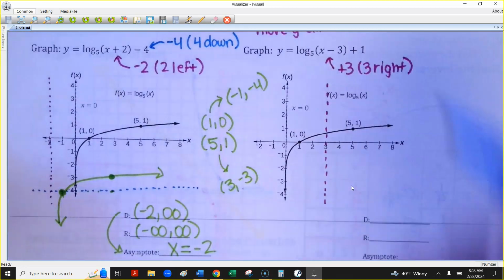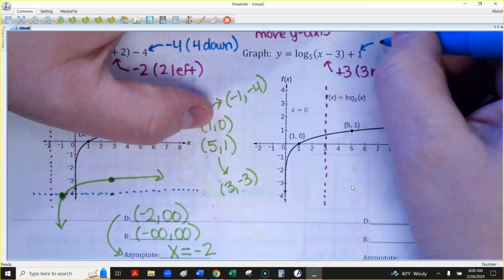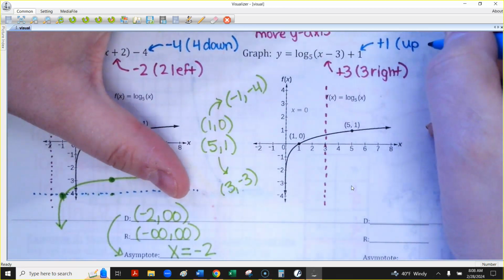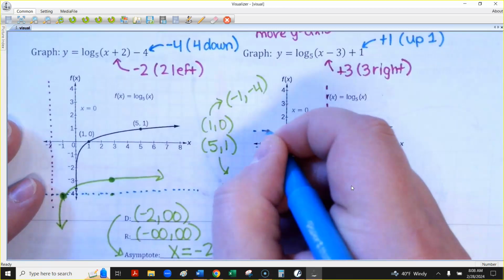All right, now the other shift here, I have this +1 on the outside. So this looks like a +1, so it is going to stay a +1. This is going to shift your x-axis up 1 unit. So I'm just going to come over here on the graph. Just 1 unit.